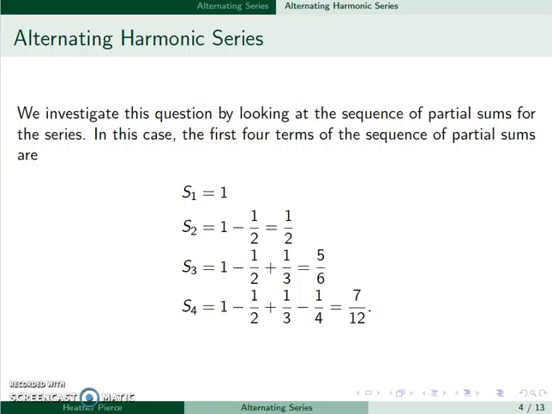Whenever we look at a series, the idea is we're looking at the sequence of partial sums. In this case, the first one is 1. Then we have 1 minus 1/2, which is just 1/2. 1 minus 1/2 plus 1/3 is 5 over 6. 1 minus 1/2 plus 1/3 minus 1/4 is 7 over 12. And we can see that this is definitely doing something different than our regular harmonic series.